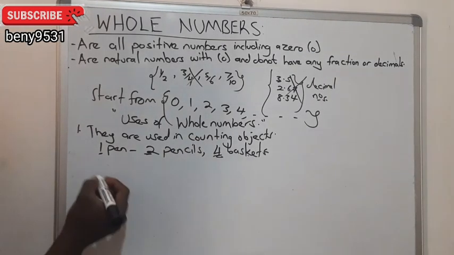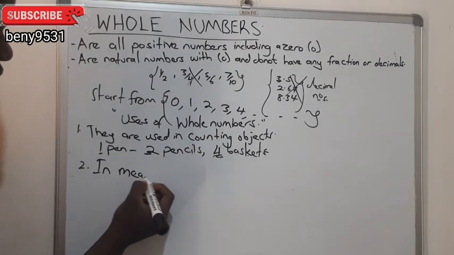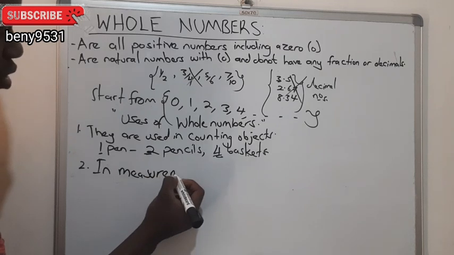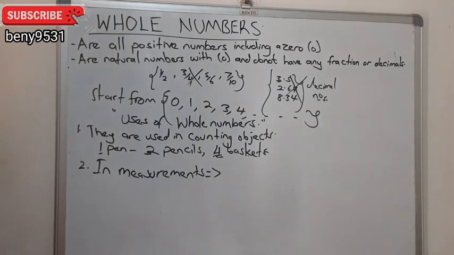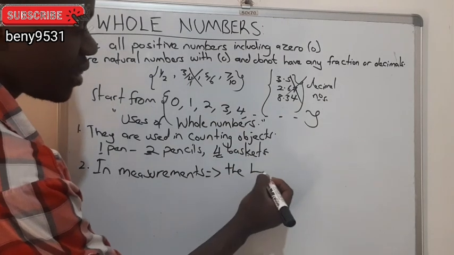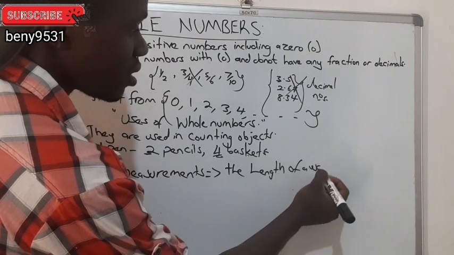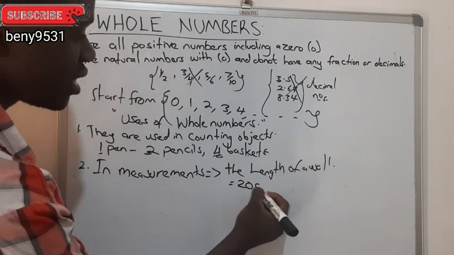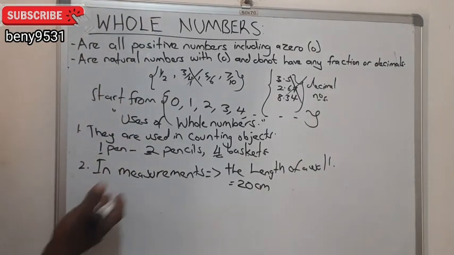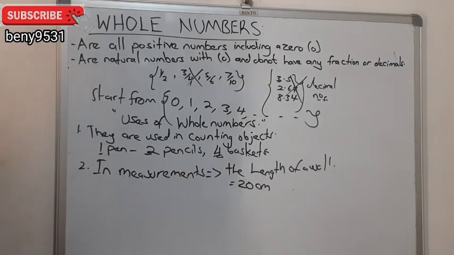Also whole numbers are used in measurements. For example, in measuring the length of a wall, you get 20 centimeters. So they are used in measurements.